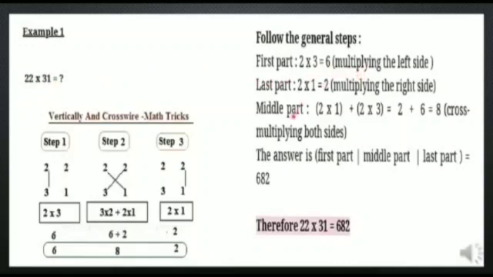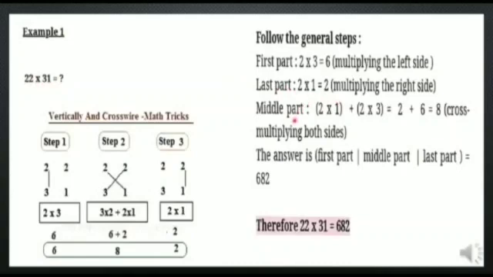So for the time being, we'll skip the middle part and we'll solve the last part first. So for the last part, what are we going to do? We are going to multiply the numbers on the right side of a two-digit number, or we can just say that we are multiplying the numbers on the ones place. So what will you get? 2 into 1 gives us answer 2.